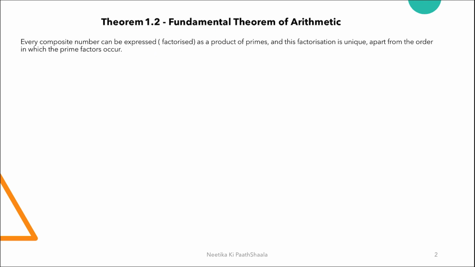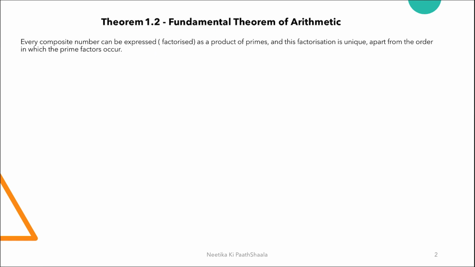So before starting with the examples, let us find out what this theorem 1.2, the fundamental theorem of arithmetic, states. It says that every composite number can be expressed, factorized, as a product of primes, and this factorization is unique apart from the order in which the prime factors occur. So ये theorem जानने से पहले, we must know what are prime numbers and what are composite numbers.